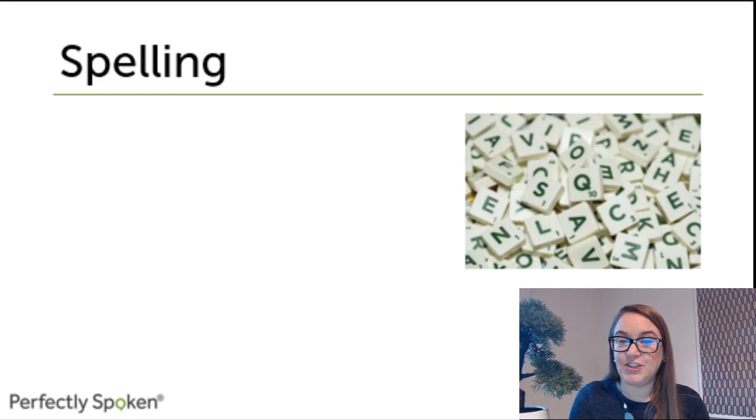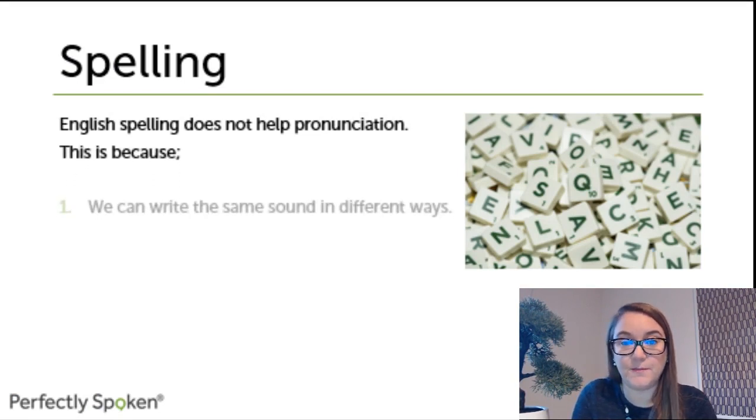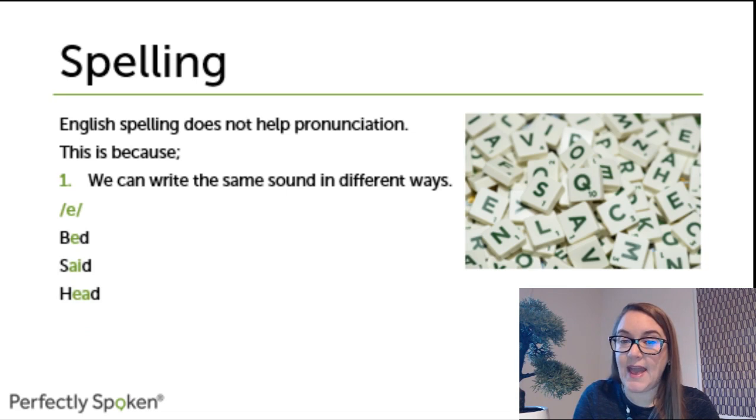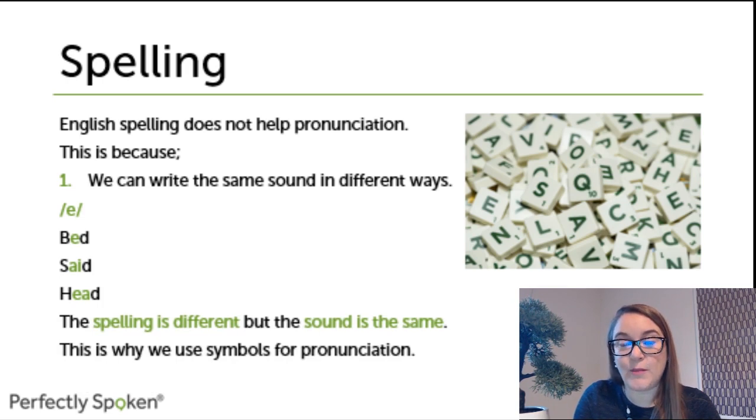Let's think about English spelling. Well, English spelling does not help our pronunciation. This is because, well, we can write the same sound in different ways. Let's have a look at the example eh. So the sound eh. Bed, said, head. Now each of these words has the same sound, eh, but we spell them in different ways. And this is why we use symbols for pronunciation.